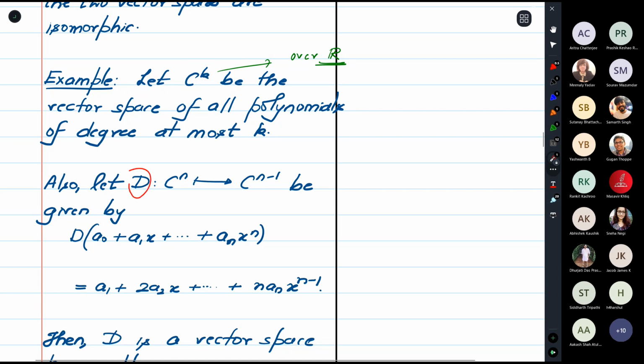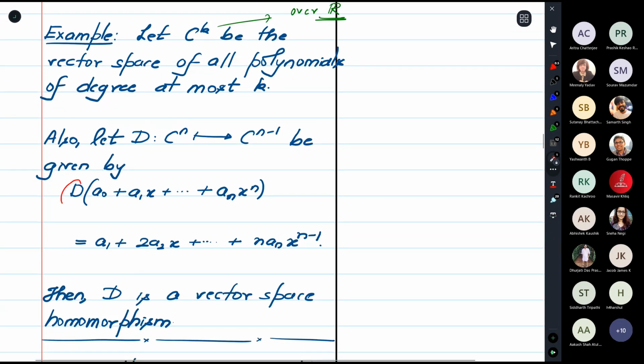So let Ck be such a vector space, and you define this operator D, which goes from Cn to Cn minus 1. This is the differential operator, and it operates as follows. Let's say I give it a generic polynomial. Notice that this is a polynomial of degree at most n, so indeed such a polynomial lies in Cn, and all these a0, a1, and so on are real numbers. This is a representation for a generic polynomial of degree at most n.